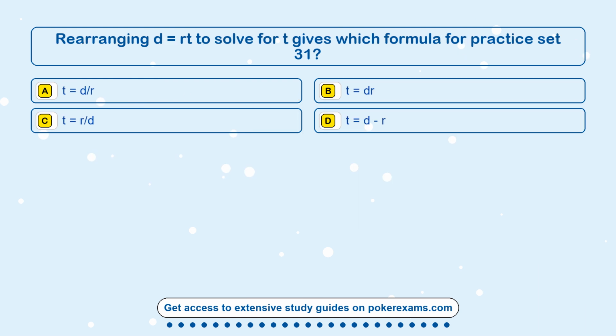Question 11. Rearranging D equals RT to solve for T gives which formula for practice set 31? Option A T equals D slash R. Option B T equals DR. Option C T equals R slash D. Option D T equals D minus R.